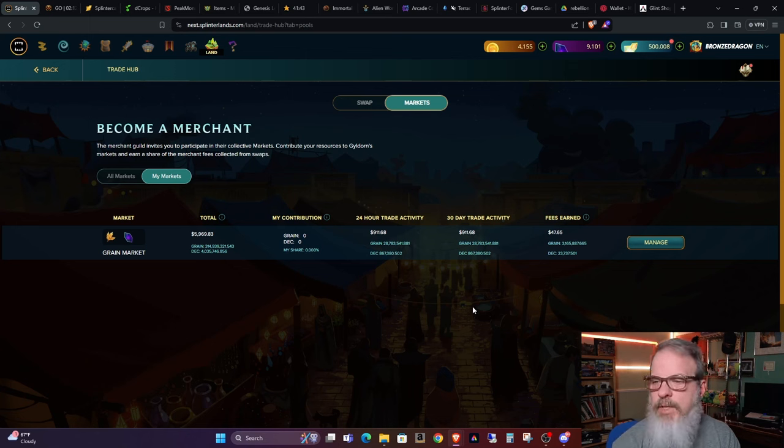Now, at this point, we can see that there's already been some action on the market today. This might be pretty small to read here, but you can go in and check it out yourself. 314, almost 315 million grain put into the liquidity pool, and just a little bit over 4 million DEC put in. You can see that currently my contribution is at 0, and the trade activity since this went live was about $912. As time goes along, we'll be able to see the 30-day trade activity and the fees earned.